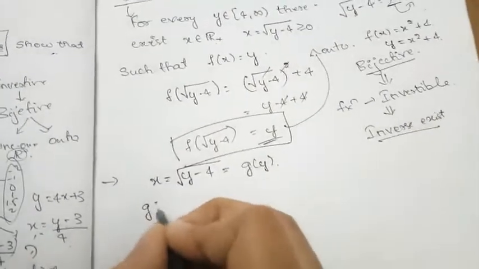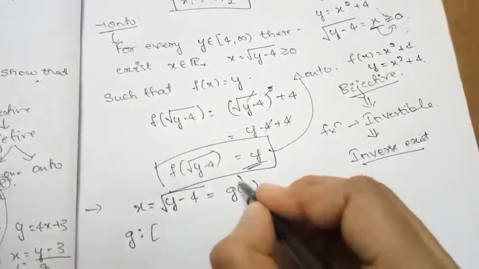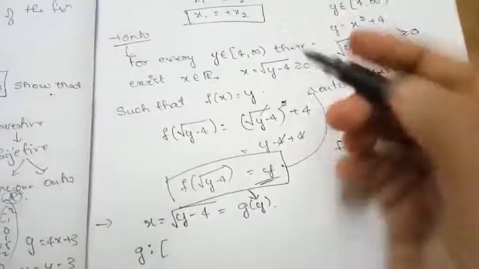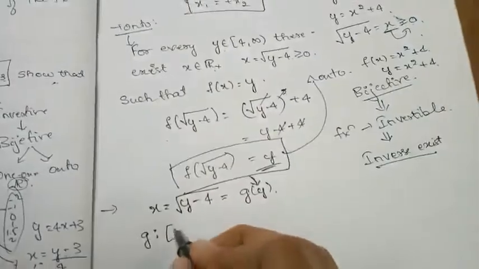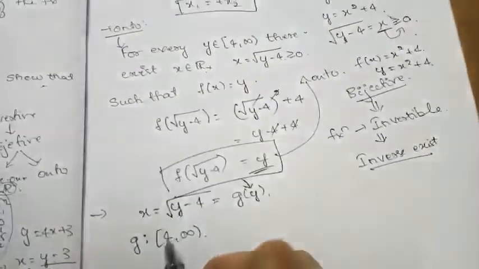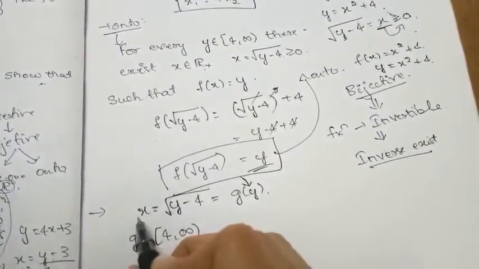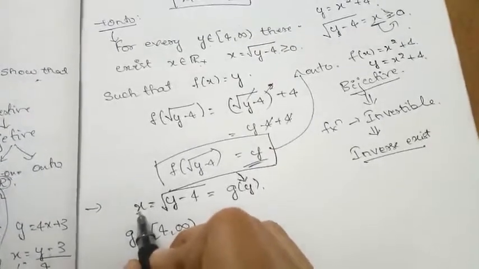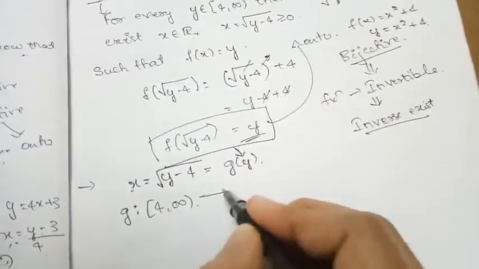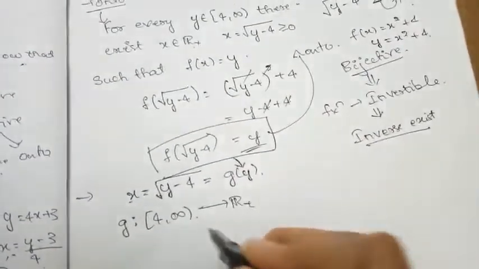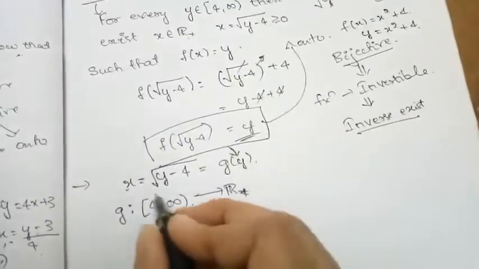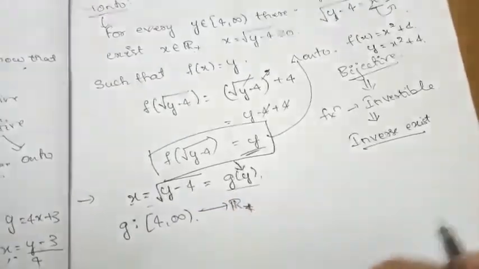So our given function g, it is defined from where? The input value for the function g, that is y, is taken from the set 4 to infinity. After inputting y, any number lying from 4 to infinity, what value are we going to get? We are going to get x, and this x lies in the set of positive real numbers. So the function g is defined from 4 to infinity to the set of positive real numbers. So we have considered the function g now.